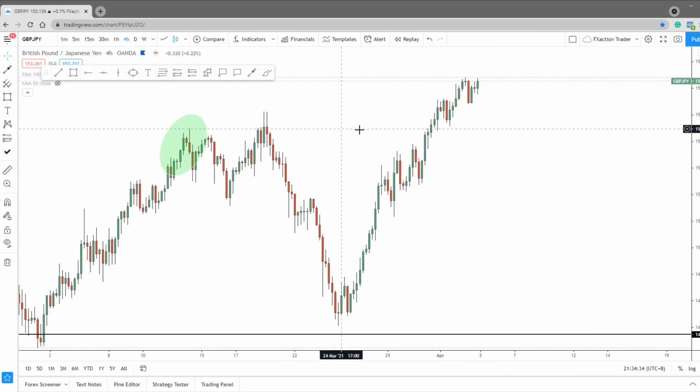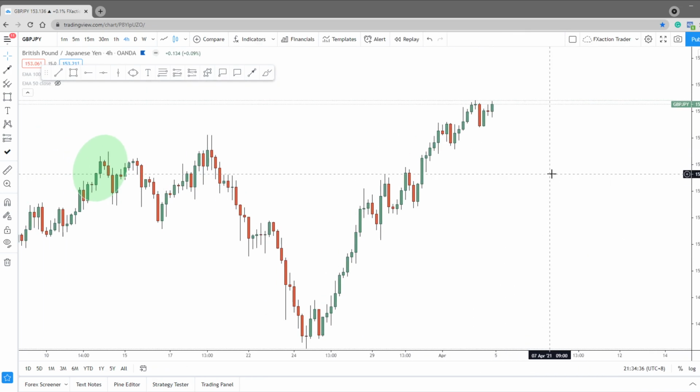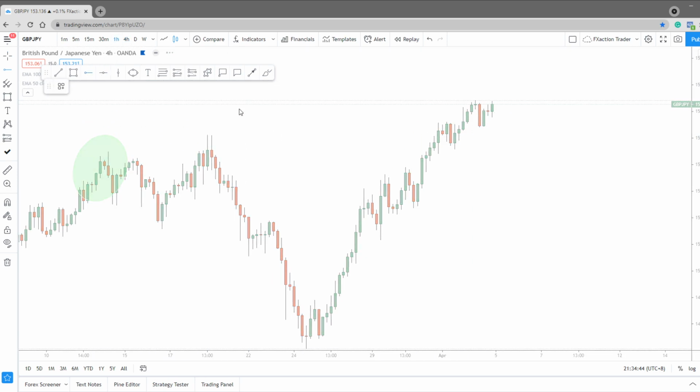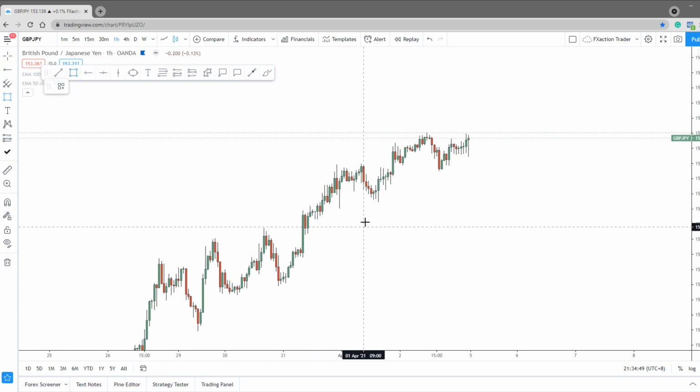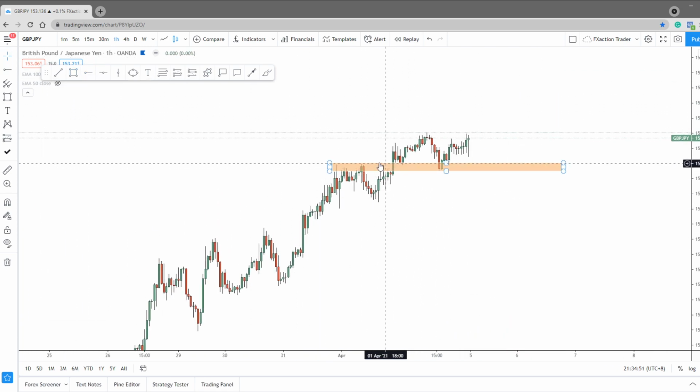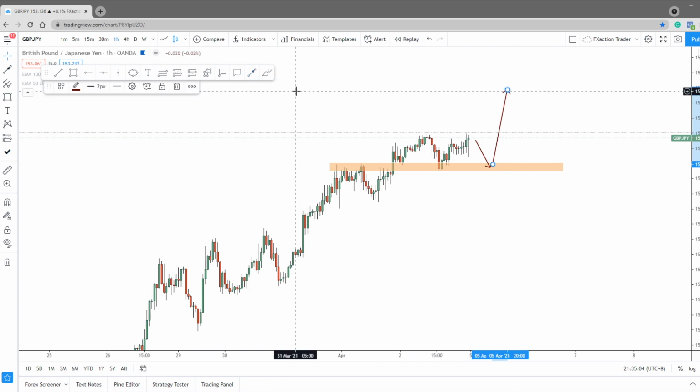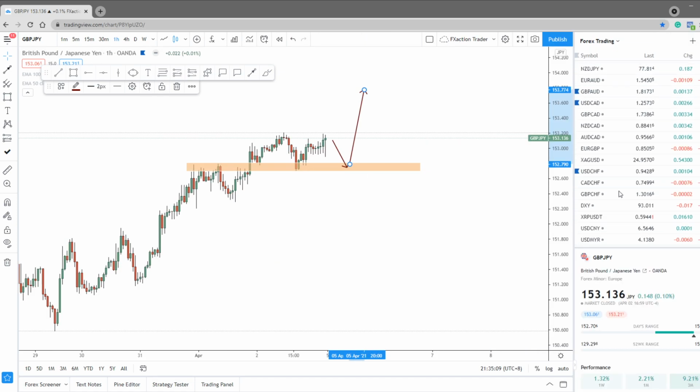For pound yen, it's the same thing as what we have seen on the euro yen: the market has been in a strong bullish trend. All right, we could see that the market has created a level here. This is on the H1 time frame. The market created a resistance level, and this resistance level has been broken out, and now it turns into a support level. So upon the market doing a pullback, we can continue to buy this pair until we see a very solid reversal signal.